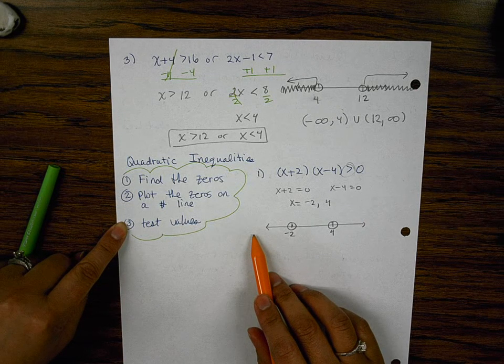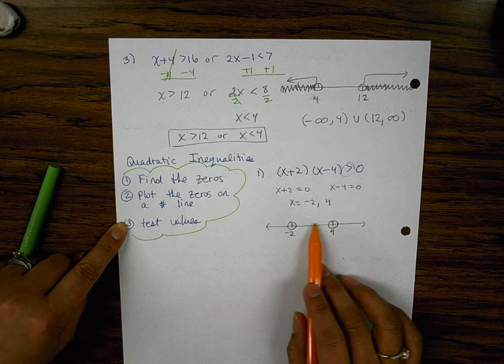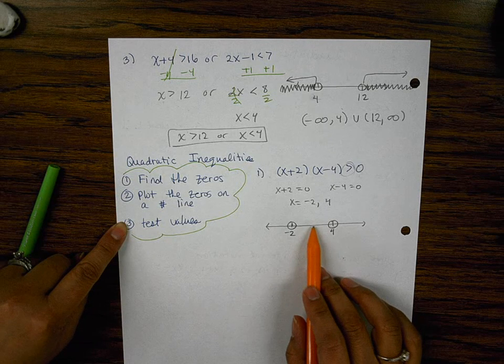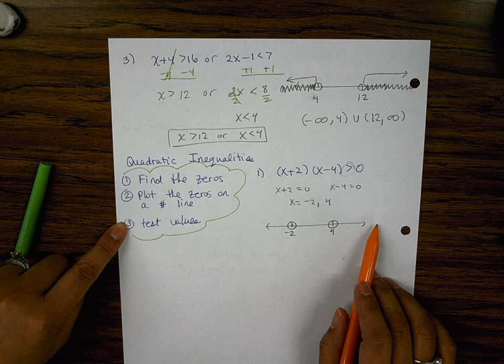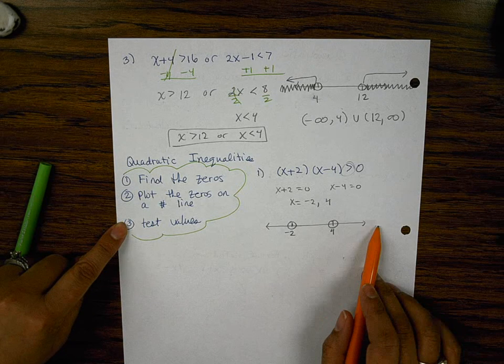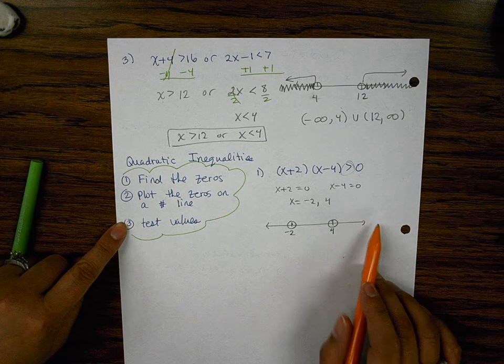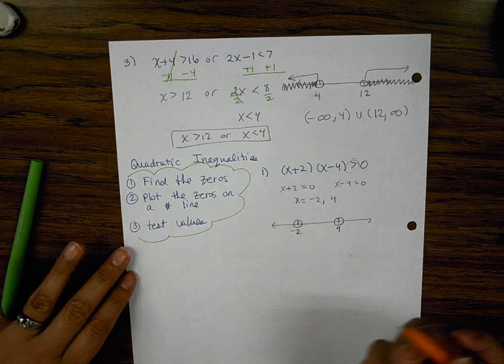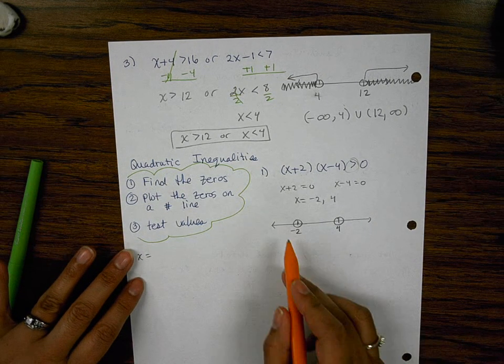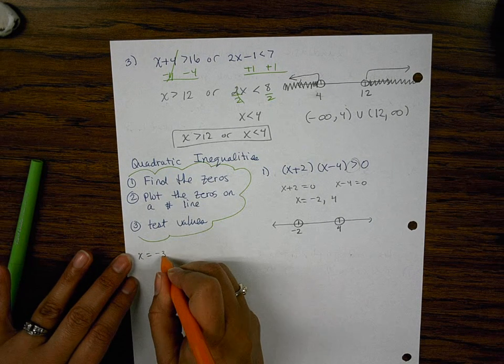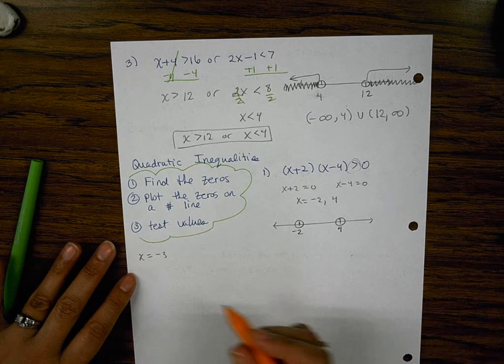You're going to test a value to the left of, you have two points here. You're going to pick a point on the left, in the middle, and on the right. Any point to the left: -5, -100, -3. Any point in the middle: -1, 0, 1, 2, 3. Even 3.5 would work. And any point to the right: 5, 6, 7, 8, 9, 10, even 4.5 would work.